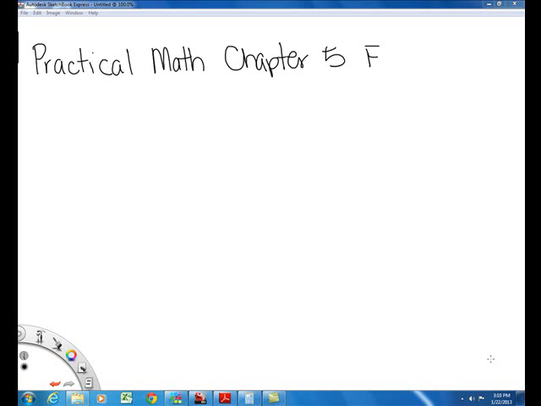This is Practical Math Applications Chapter 5 Exercise Review. We're on Part F. Here we're going to be calculating the federal income tax using the percentage method. It's actually kind of easy. It seems complicated just because there are several steps to it, but it's actually kind of easy.